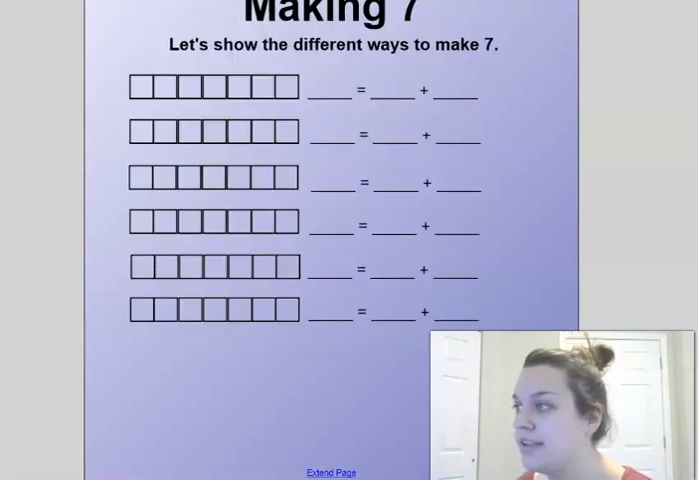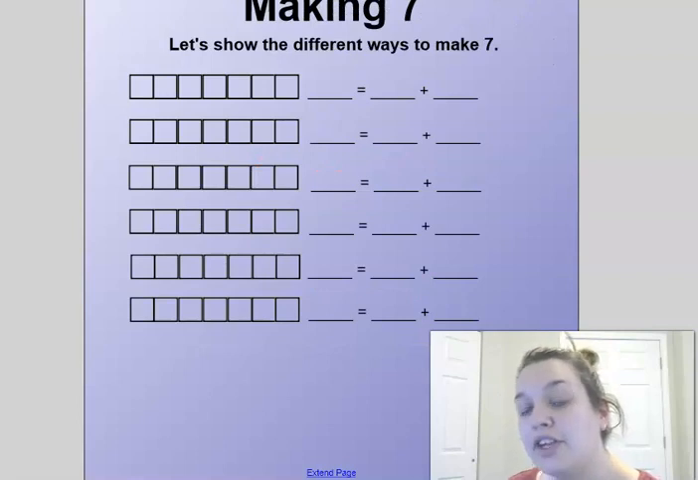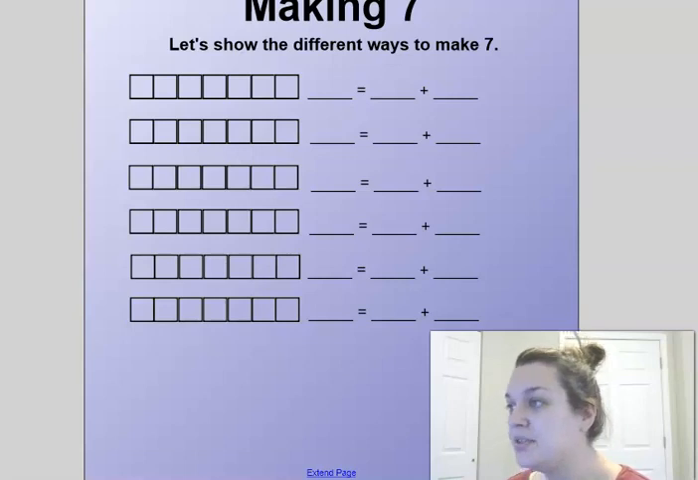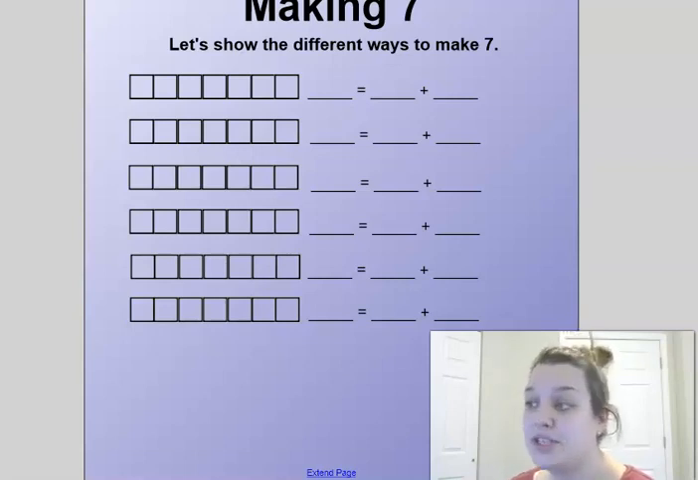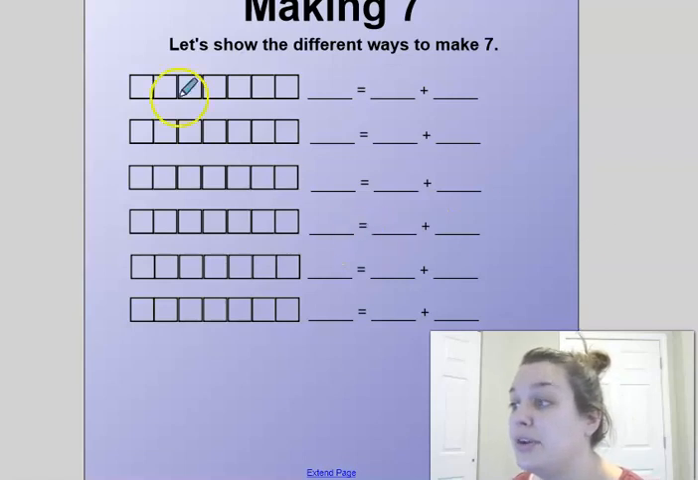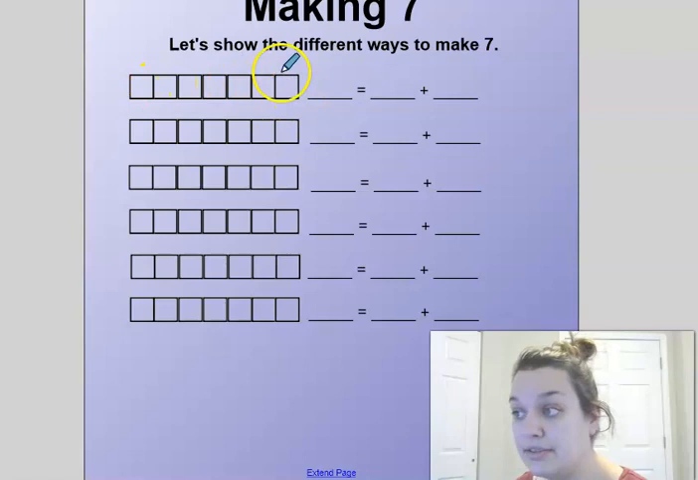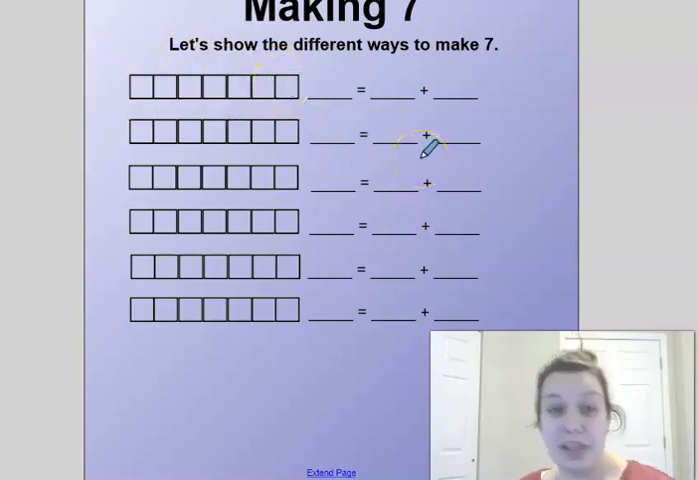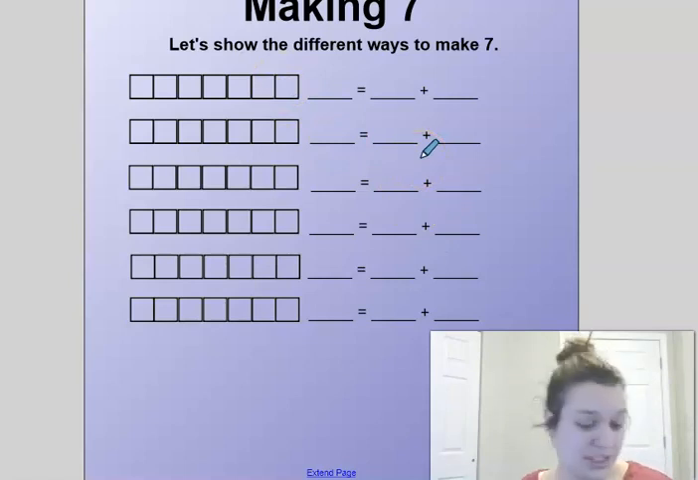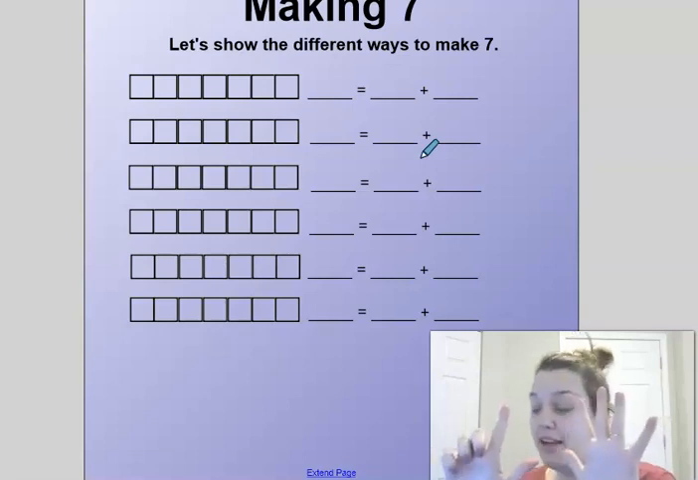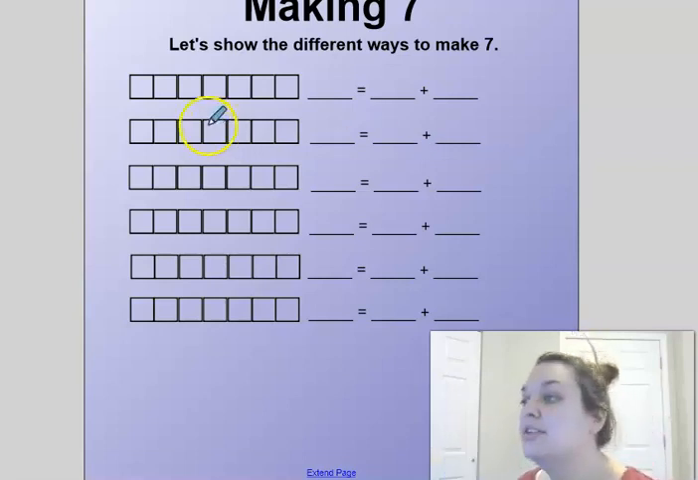Great job. Okay. Now, for your homework today, or your assignment, I should say, what you're going to do is you're going to show me all the different ways you can make 7. So there are 1, 2, 3, 4, 5, 6, 7. 7 cubes right here. You can color them in. You can use Legos. You can use pasta. You can use anything you have around the house that you have 7 of. And you're going to make number sentences for me.